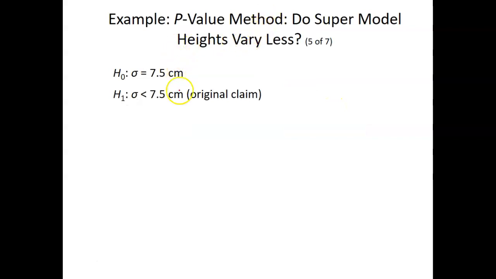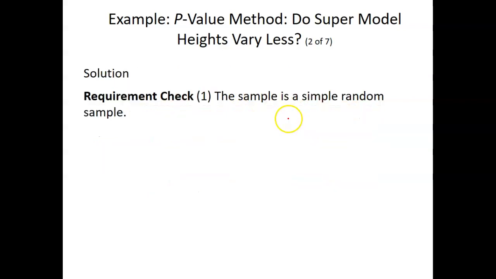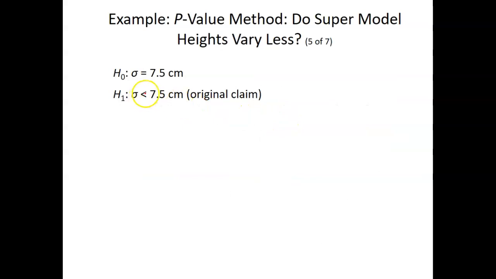Okay, so we need to set up our null and our alternative hypothesis. So we know that it's a claim about the standard deviation. So we need to use the parameter sigma for standard deviation. The null hypothesis will always be our equals one. And if we go back and look at our claim statement, the claim is that supermodels have heights with a standard deviation that is less than 7.5. So that's what we want to use when we set this up. So less than 7.5 for our alternative hypothesis there. And this is our original claim, so keep in mind that our original claim is in the alternative hypothesis.